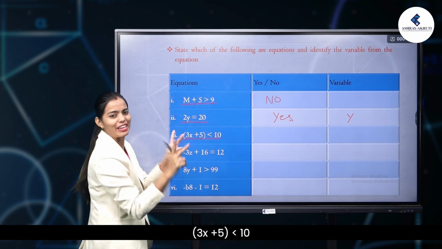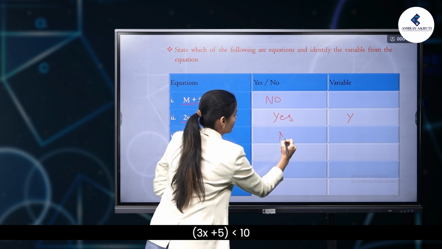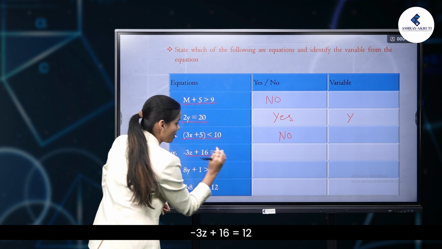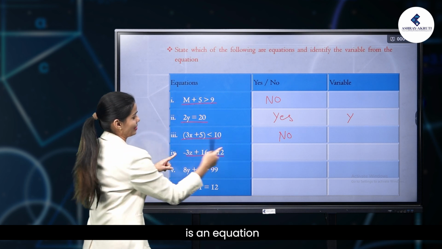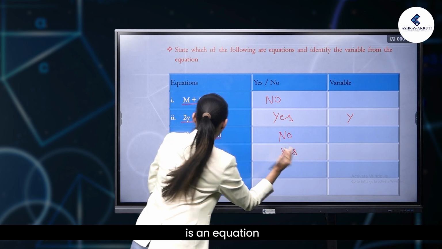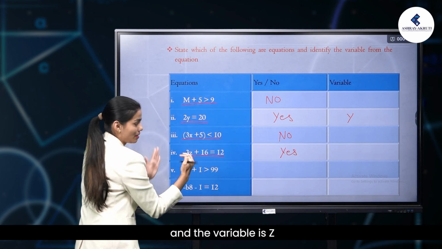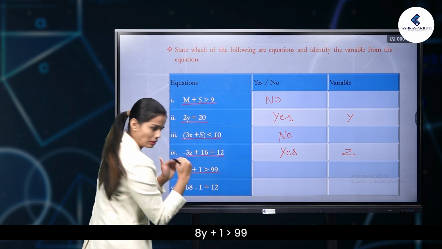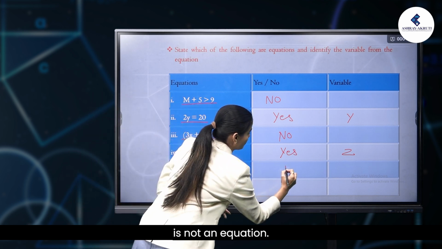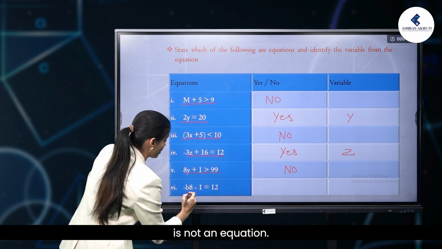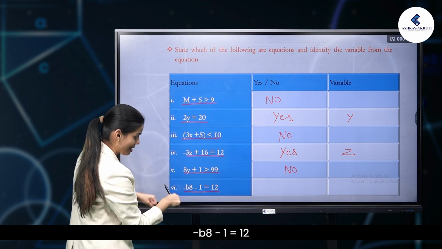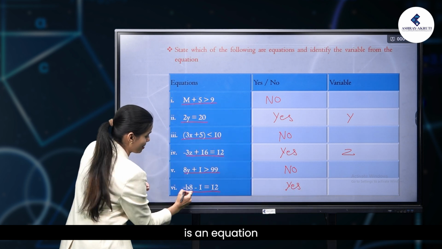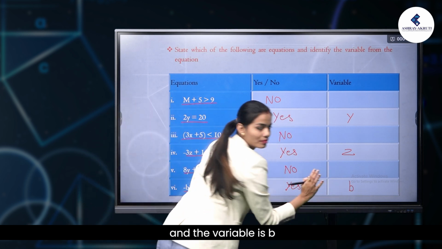3x plus 5 less than 10 is not an equation. Minus 3z plus 16 is equal to 12 is an equation, and the variable is z. 8y plus 1 greater than 99 is not an equation. Minus 8b minus 1 is equal to 12 is an equation, and the variable is b.